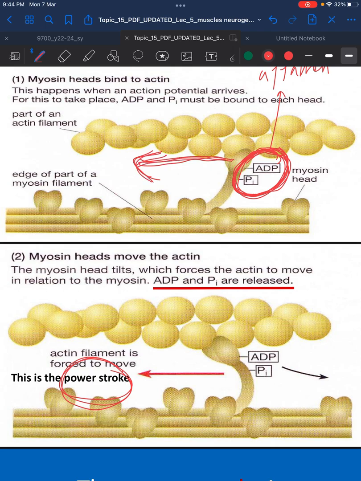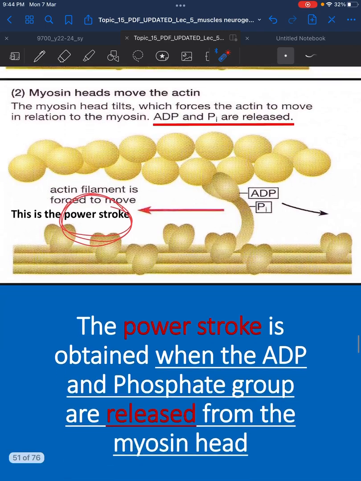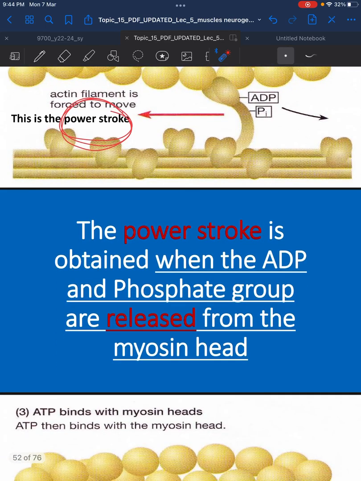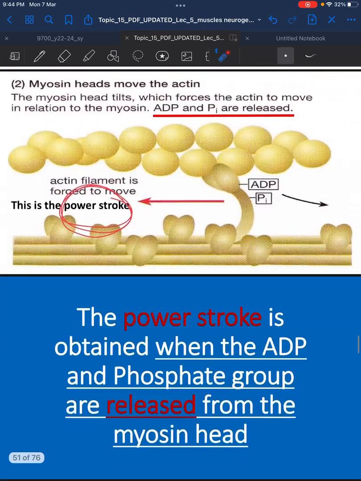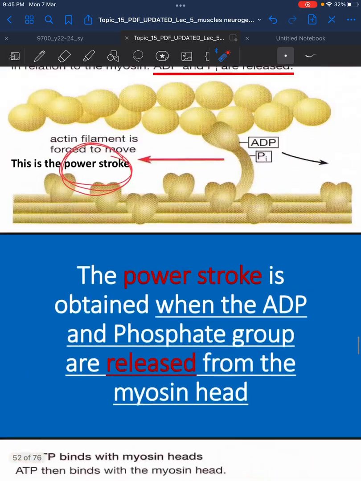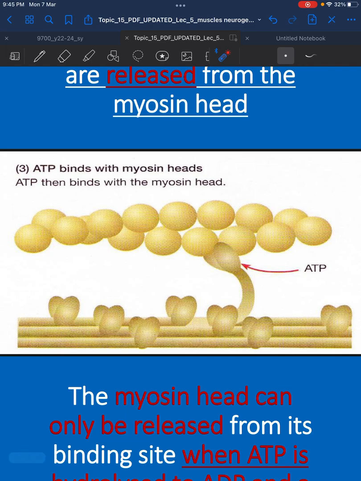As you can see here, the myosin head tilts, which forces the actin to move in relation to myosin. ADP and phosphate are released, and this is the power stroke. So the power stroke is obtained when ADP and phosphate group are released from the myosin head. Once this is the ending of the pulling process, the head still remains bound to the binding site.